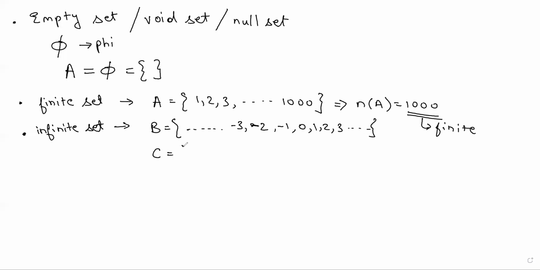Another example, say a set of whole numbers. Now whole numbers contain 0, 1, 2, 3, and then dots. Now these dots represent that after 3, there will be 4, 5, 6 till infinity. B and C both are examples of infinite sets. Here n of B and n of C both will be equal to infinity. This is the symbol of infinity.